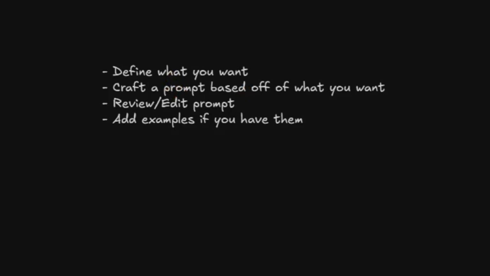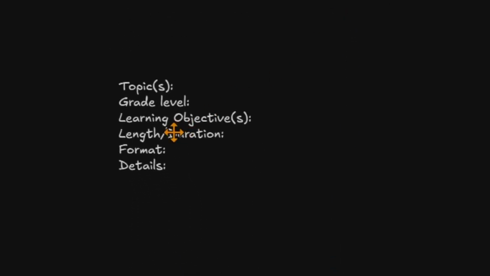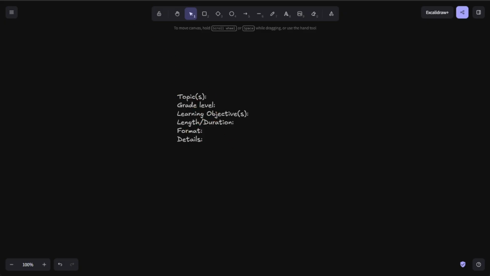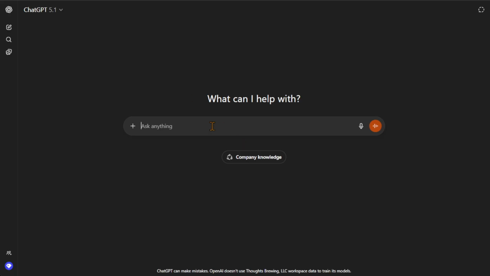Look at some of the things I just mentioned: topic, grade level, learning objective, length or duration, format, details. You can just take this and make a template out of it, and you can just say, create a lesson plan based off of the following information, and then start with this and just fill it out every time.